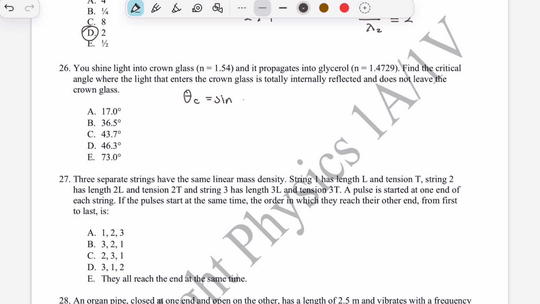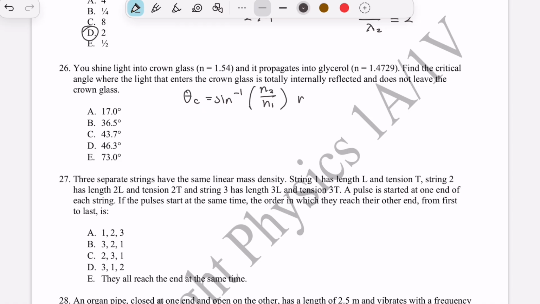So the critical angle equals inverse sine of n2 over n1. This is not on your formula sheet, so if you haven't already, add this formula to your cheat sheet because you're going to need it and it's very helpful.